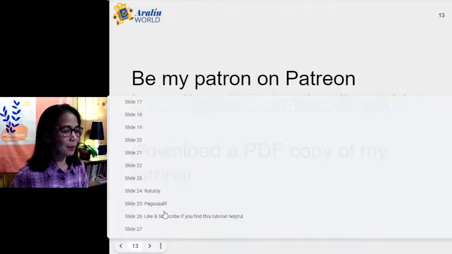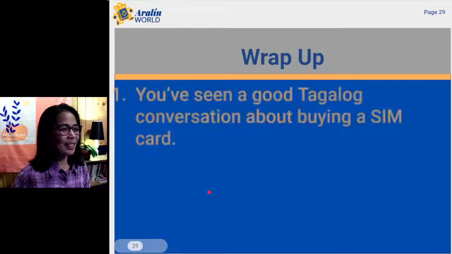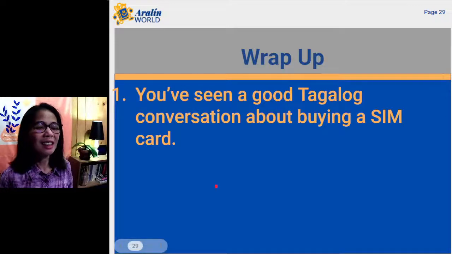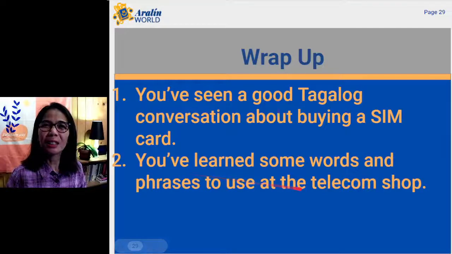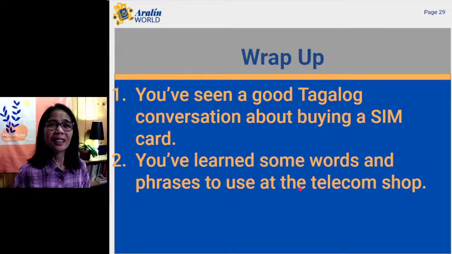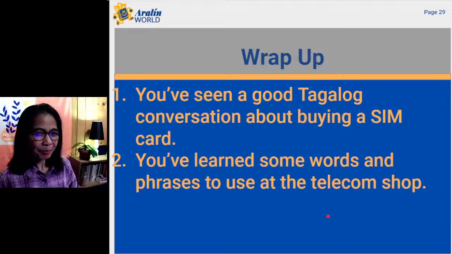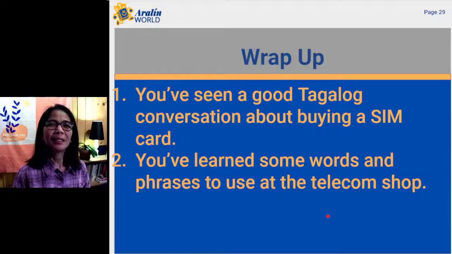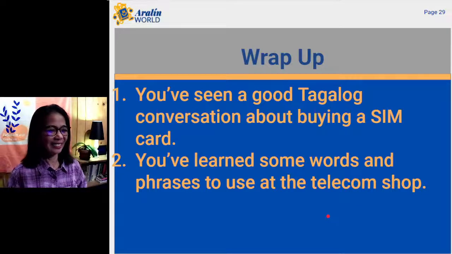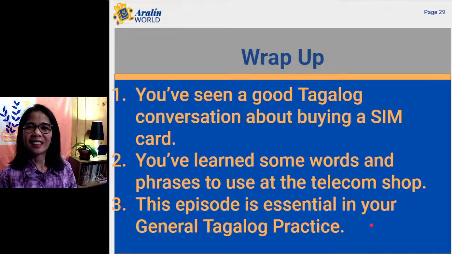Let's wrap up for this presentation. First, you've seen a good Tagalog conversation about buying a SIM card. Also, you've learned some words and phrases to use at the telecom shop. Are you considering returning to the Philippines? Most likely, you are going to get a SIM card while you are there. And next, this episode is essential in your general Tagalog practice.